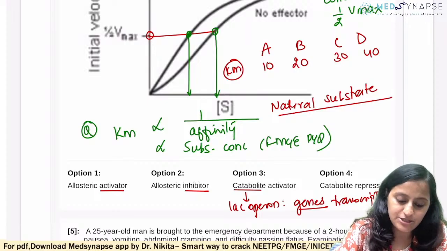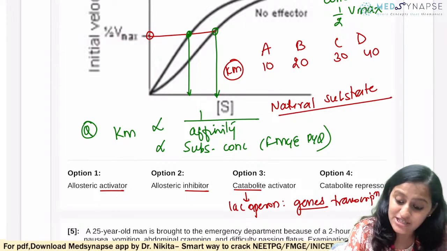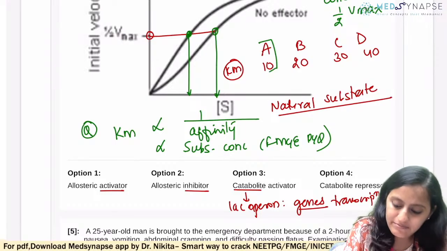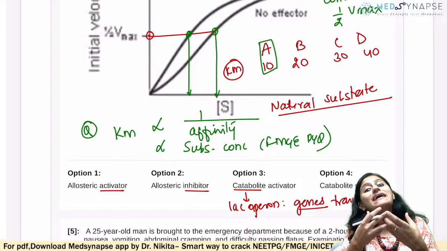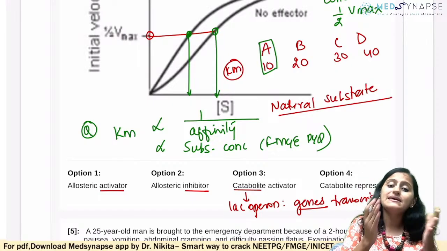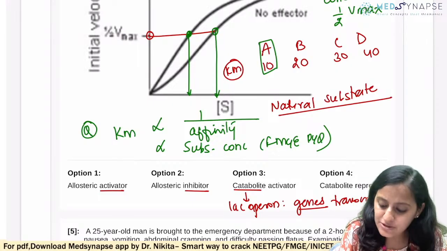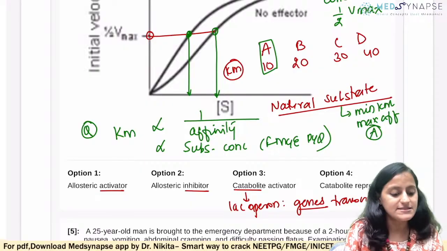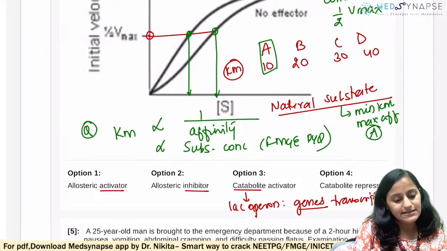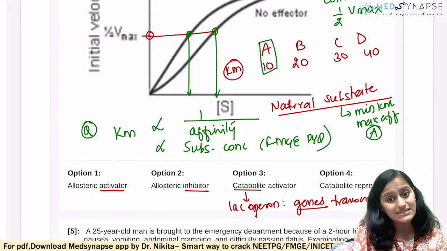Very good, Suraj. Remember, Asta, it's not D. It is going to be A, because a natural substrate is something for which the enzyme has the maximum affinity. That means the minimum Km. So natural substrate is something which will have minimum Km. That means maximum affinity. And in this case, it is going to be A. Is that clear, Asta? Remember, it's not D, it is A.